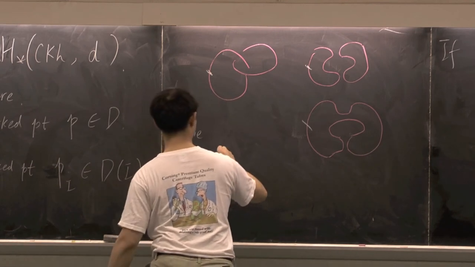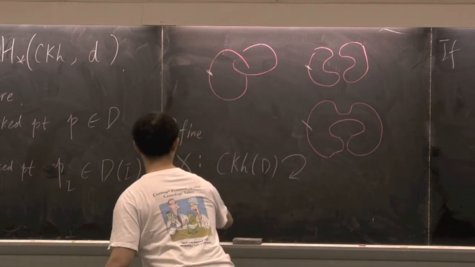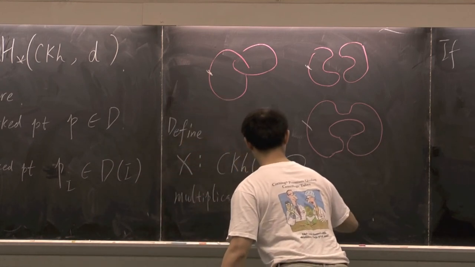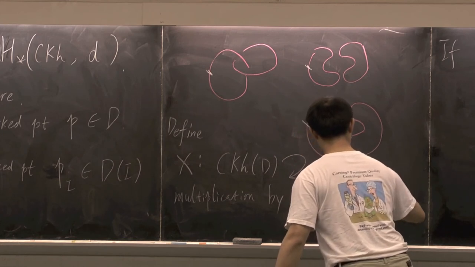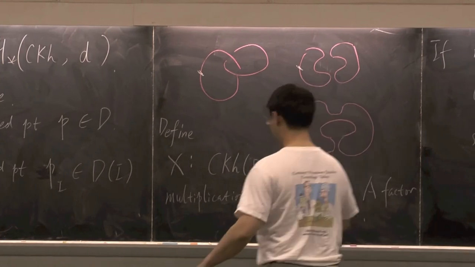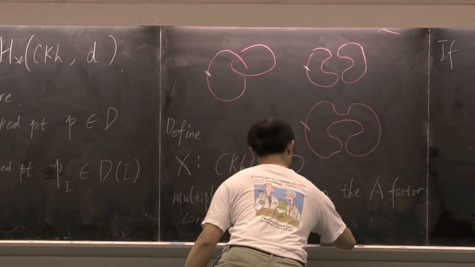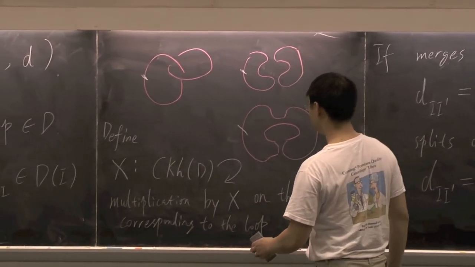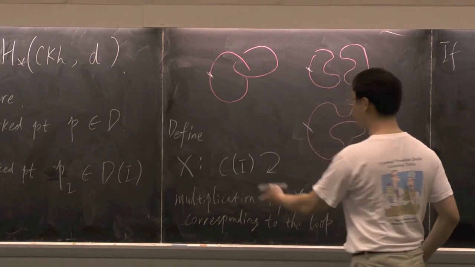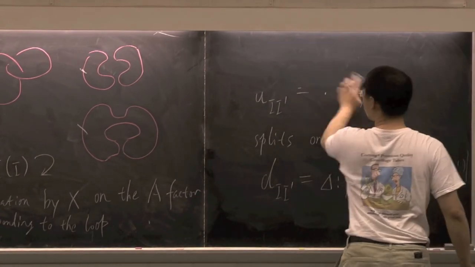Now we define a map X from CKH to itself by multiplication by X on the A factor corresponding to the loop. So maybe I can define X for each resolution, C_I to itself. This X is just a multiplication by X on the A factor corresponding to the loop.